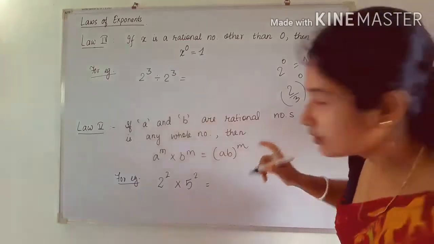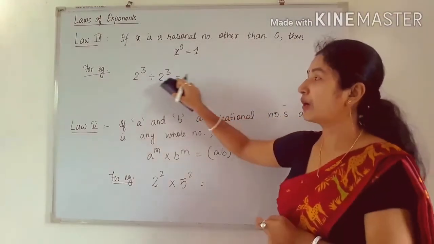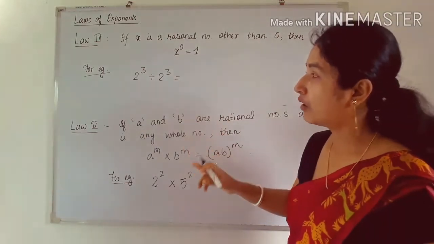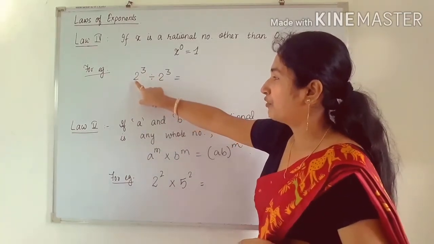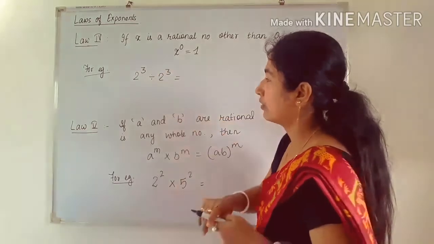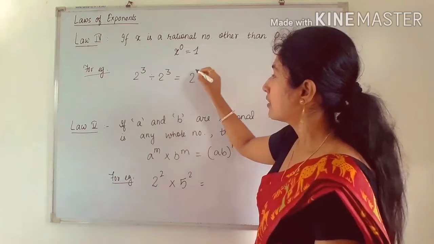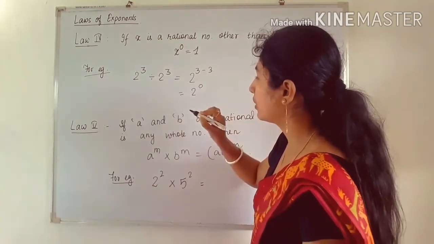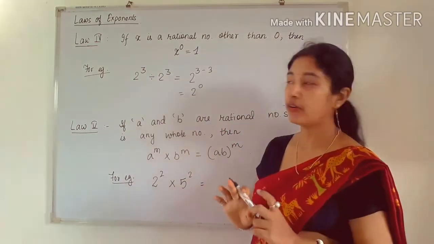So why am I writing 1? See, I am explaining it. I am taking the example 2 to the power 3 divided by 2 to the power 3. Here we can apply law number 2. In law number 2, we have seen that if we divide two rational numbers with the same base, then we can subtract the powers. It is written in the law, you can go through that law again. So we subtract the powers: 3 minus 3 will be 0. So 2 to the power 0.